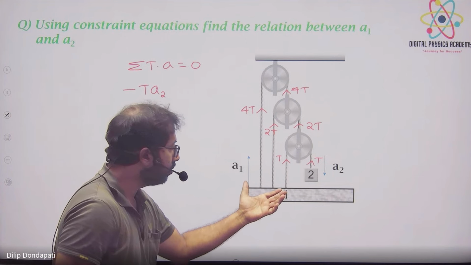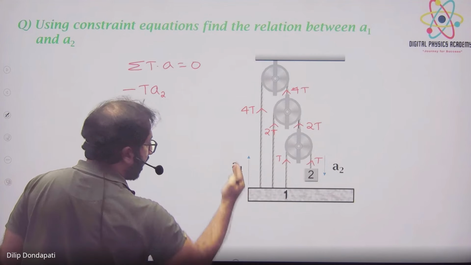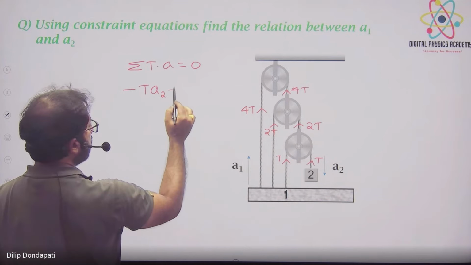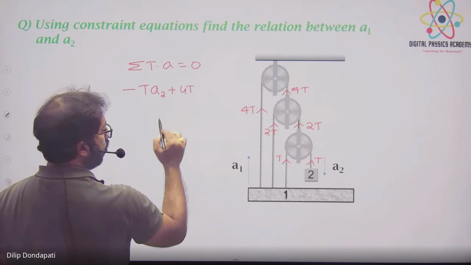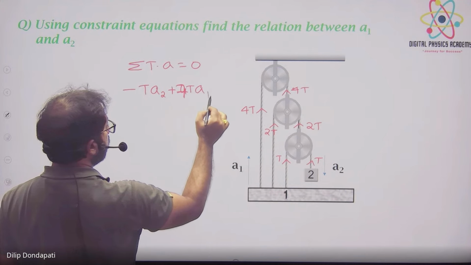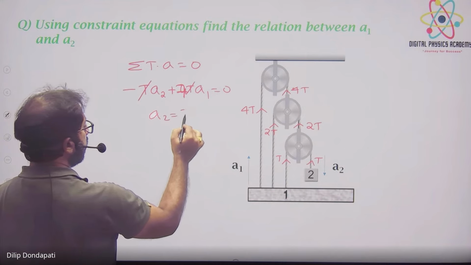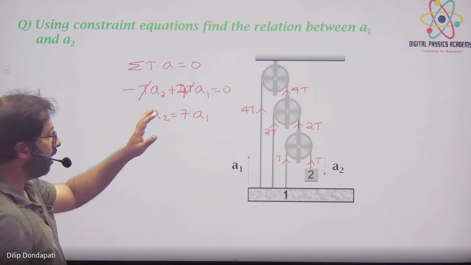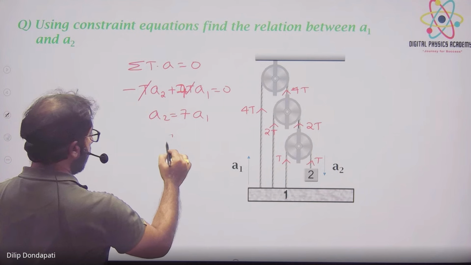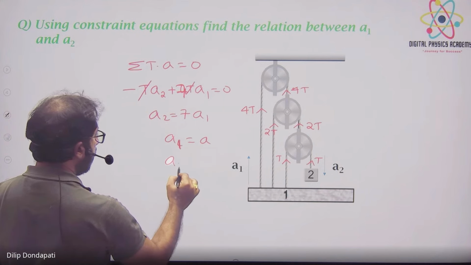In this block, how much tension is there in total? 40, 60, 70, so 70. Force and acceleration are in the same direction, so plus 70 into a1 is equal to 0. So T cancels, and a2 is equal to 7a1. That means if a1 is a, then a2 will be 7a.